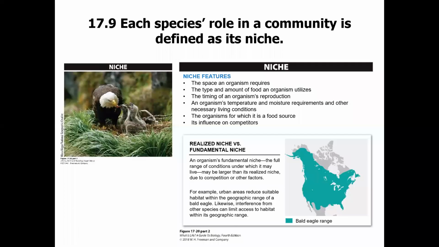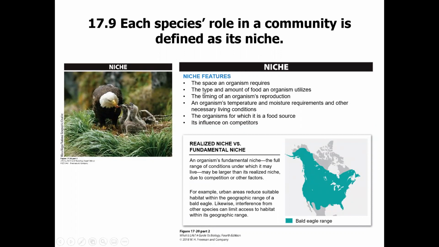Okay, we're going to pick up with part 2 of the Chapter 17 lecture by talking about niche. So, every organism in a community has a niche, and a niche is simply defined as the role of the organism in the community. Now, depending on what the niche is, they're going to have different requirements.